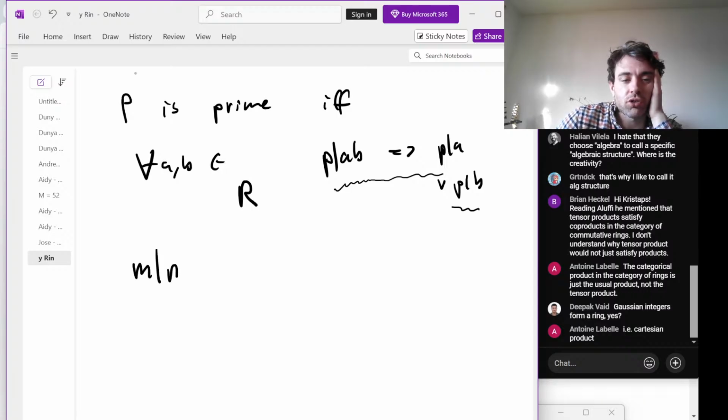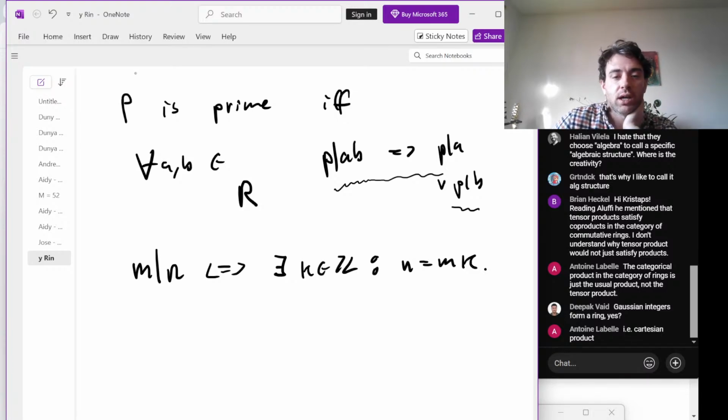In the integers, m divides n if and only if there exists a k in the integers such that n is equal to mk. And now again, it's easy to see how we generalize this, because all we need to do is replace this with an arbitrary ring, and here we're only using ring properties. This would just be ring multiplication.